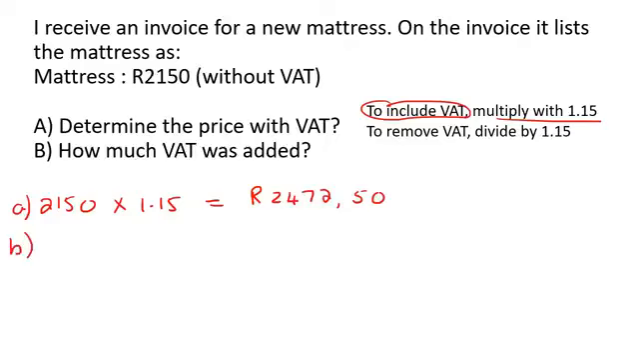And then how much VAT was added? Well, there you just minus the big one. You say big one minus small one. Okay, so minus 2,150, and that'll be 322.50. 322 Rand 50.